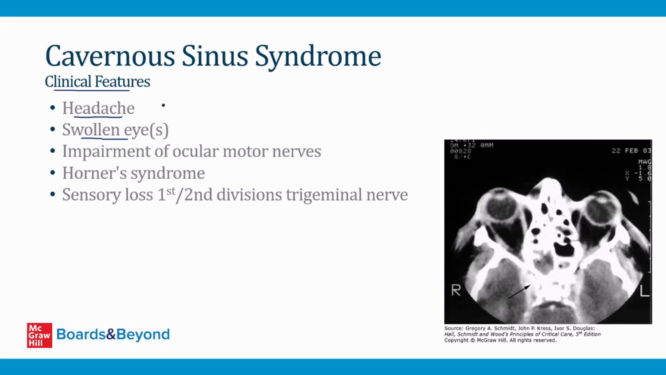Also, those nerves in the cavernous sinus can be compressed, so you get impairment of oculomotor nerves and problems moving the eyes. The sympathetic fibers that travel through the cavernous sinus can be compressed. That can lead to a Horner syndrome. And then you can also have sensory loss because, as we talked about before, the V1 and V2 divisions of the trigeminal nerve travel in the cavernous sinus. And so these things on this slide here are what you want to remember about this syndrome, and you want to tie this back to the anatomy of all the structures that run through the cavernous sinus.